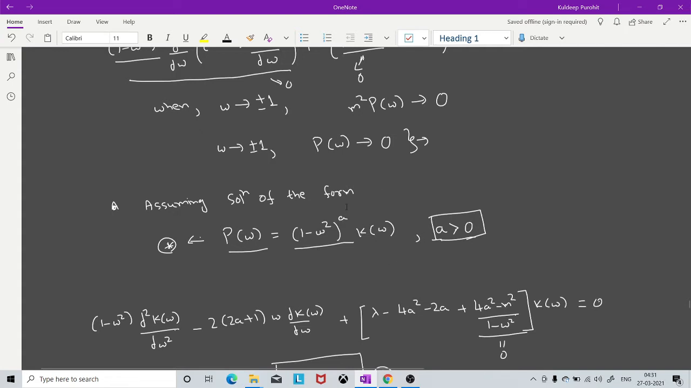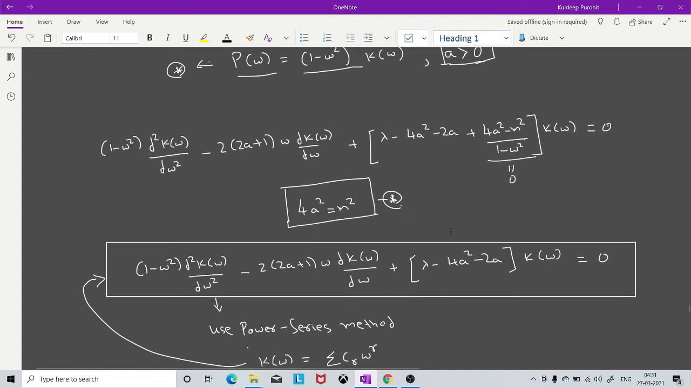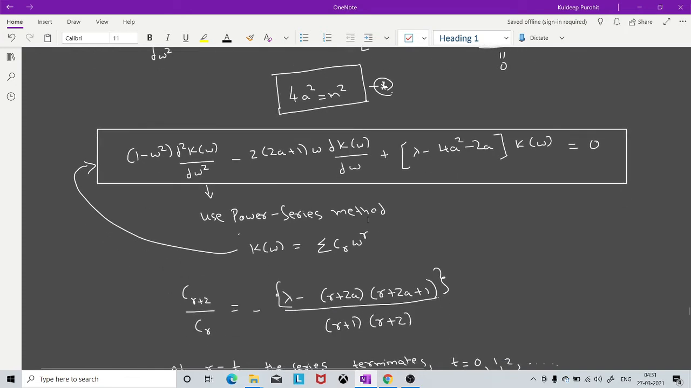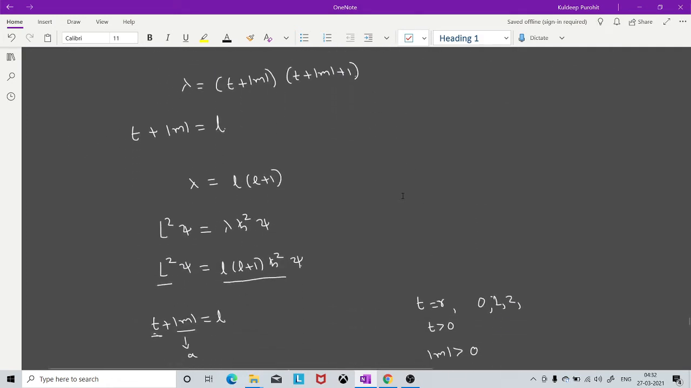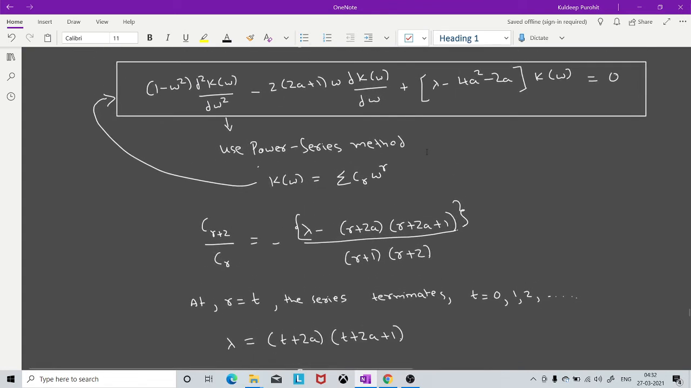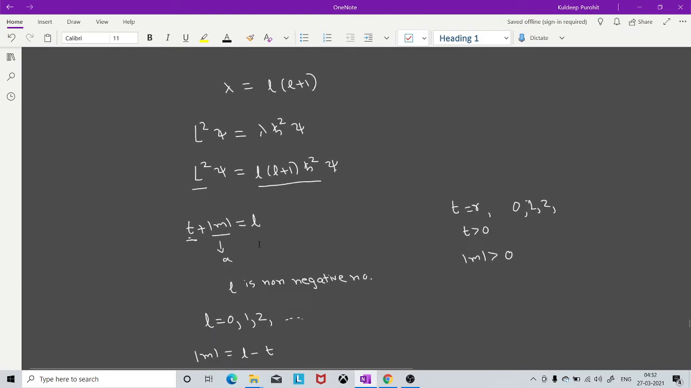Why I am assuming this form of solution, I explained in the last lecture. And the value of a should always be greater than 0. Remember this. After plugging in this value and choosing 4a square equal to m square, we came to this equation. Then we used the power series method to solve this differential equation, and we found the eigenvalue of L square operator, which is equal to L into L plus 1, and the value of L basically depends on the value of m.